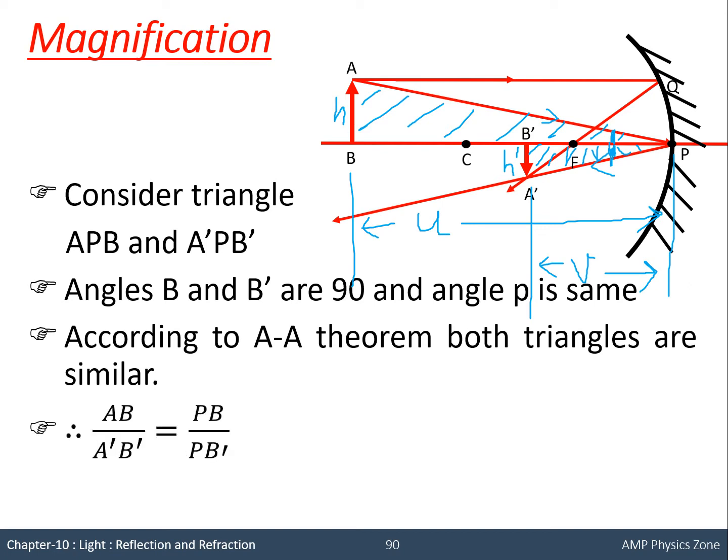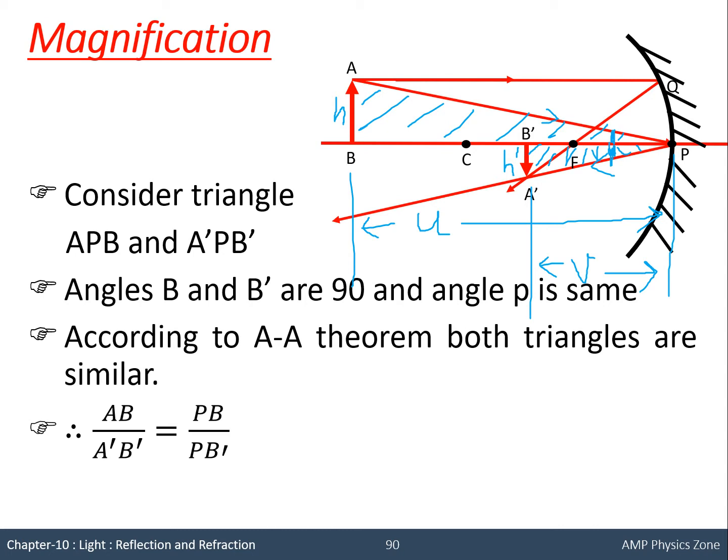Now for similar triangles, this is the rule. The vertical side of one triangle divided by the vertical side of another triangle will be equal to the horizontal side of one triangle divided by the horizontal side of another triangle. Okay, you can say vertical and base as well.